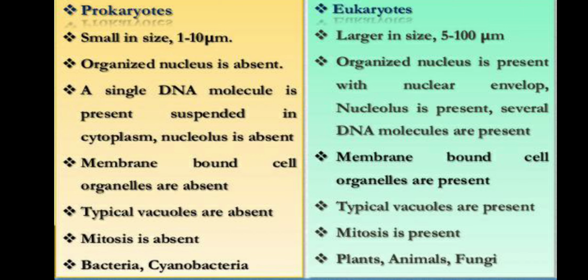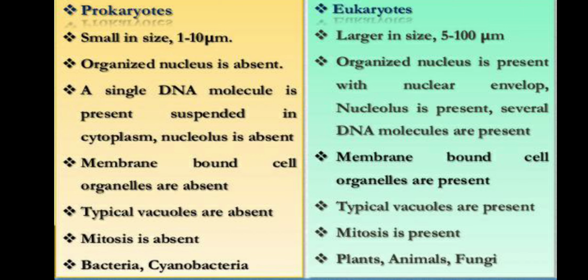In prokaryotes a single chromosome is present. In eukaryotes two or more chromosomes are present. In prokaryotes, membrane bound cell organelles are absent. What are cell organelles? The subcellular structures present in the cell which perform specific functions. For example, chloroplast, mitochondria, Golgi bodies, endoplasmic reticulum. All these cell organelles are absent in prokaryotes, while they are present in eukaryotes.